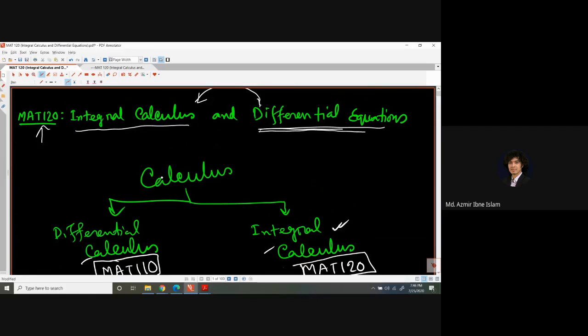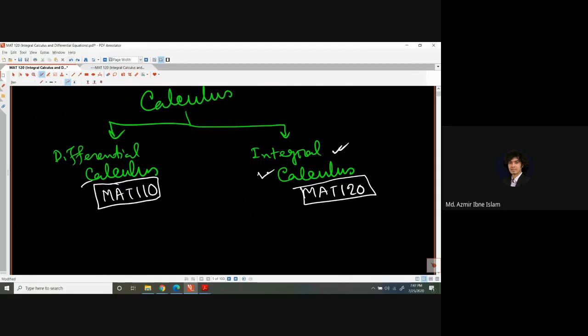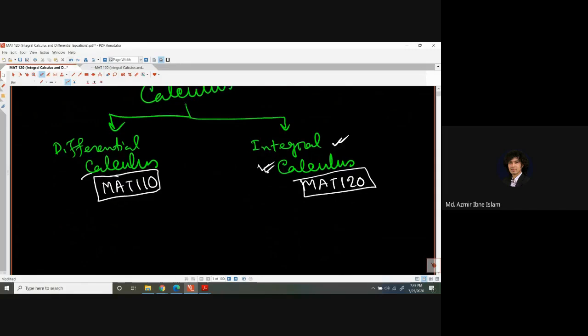So at this moment we have to focus on integral calculus, and in this video I will try to cover all the basics, how we can deal with the basic formulas of integration, okay. So first of all, by this time, I hope we already have the basic idea of differential calculus, okay. Now we are here for learning integral calculus.